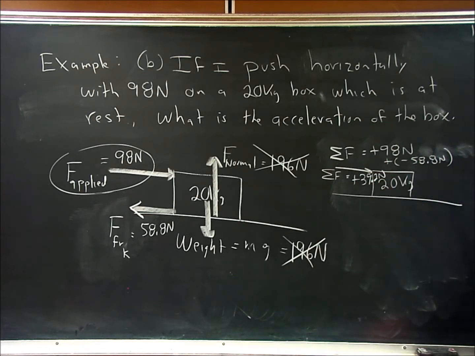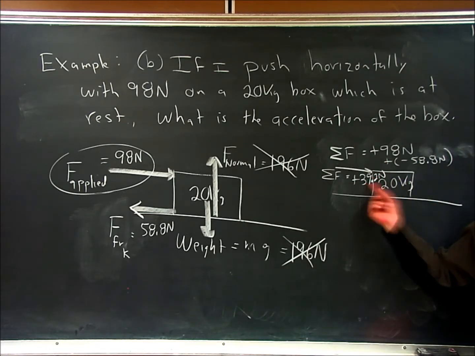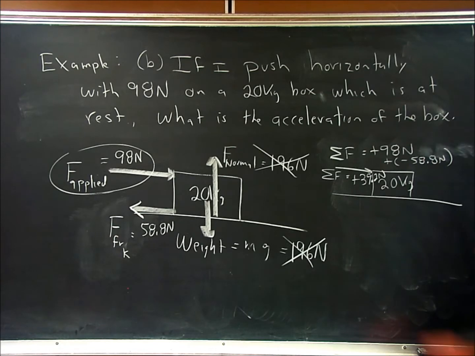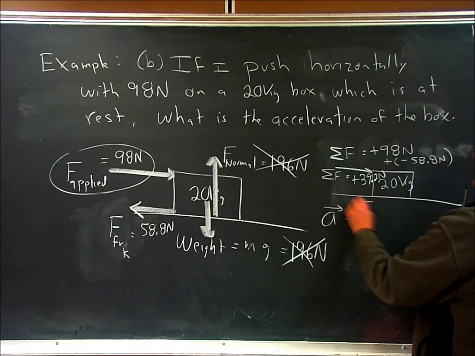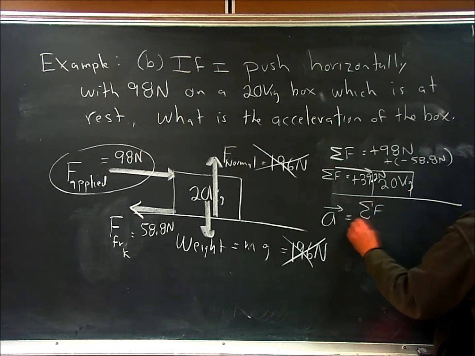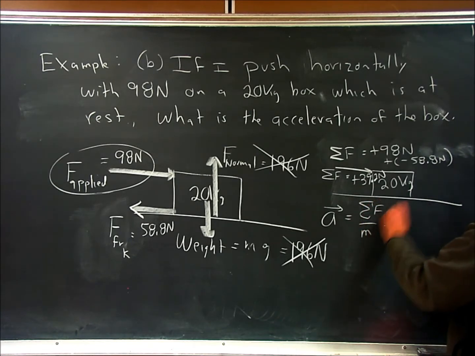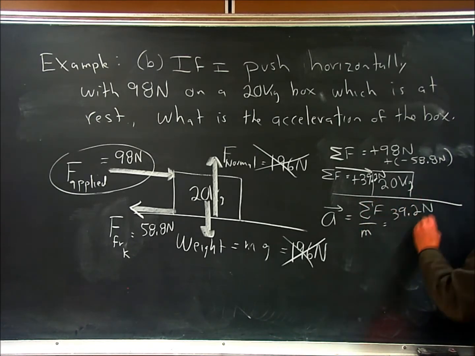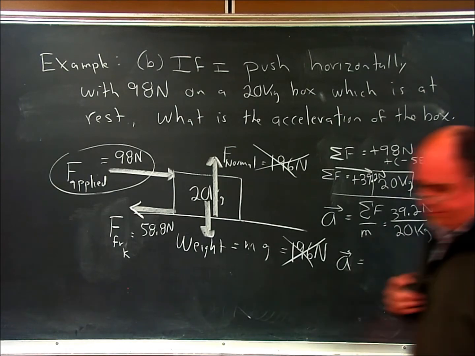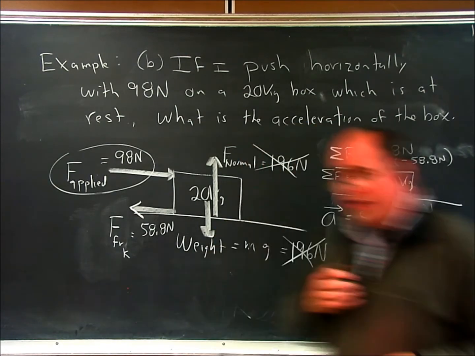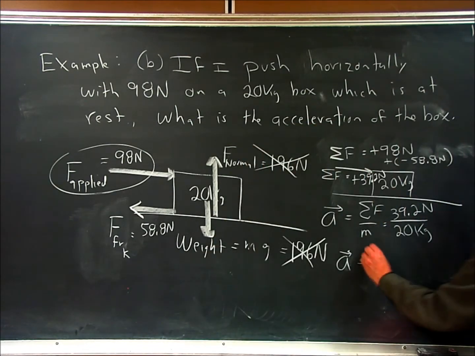So if I know the net force is 39.2 and I know the mass is 20, then I can get the acceleration vector. The acceleration vector would equal the sum of all the forces over m. So it's going to be 39.2 newtons divided by 20 kilograms. And the acceleration vector would end up equaling 1.96 meters per second squared.